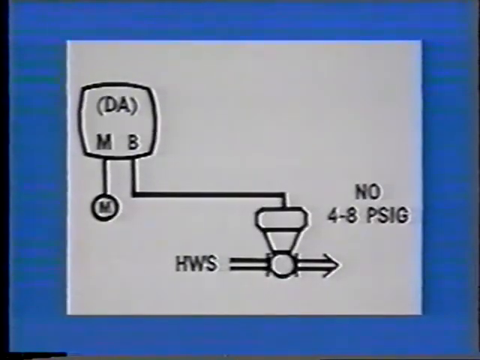Here is a hot water heating application using a normally open valve controlling the hot water supply. Because the valve is normally open, the valve is open when there is no pressure in the branch line. A direct acting thermostat must be used. As the temperature in the space rises, the branch line pressure will increase, closing the normally open valve.